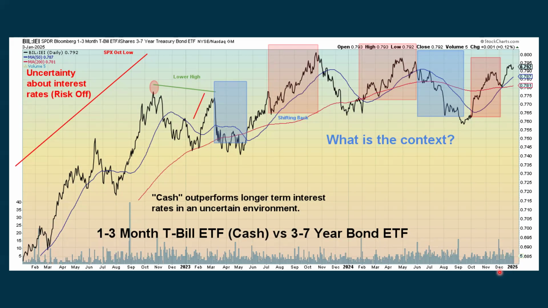And there's a number of different relationships that we follow. We look at 1 to 3 month T-bills, which is cash, and then compare that with 3 to 7 year bonds. When this is going up, that means cash is outperforming on a price basis because bonds have been under pressure, price has been going down. And this could mean that there's an uncertain environment out there, that interest rates are going to continue to go up.